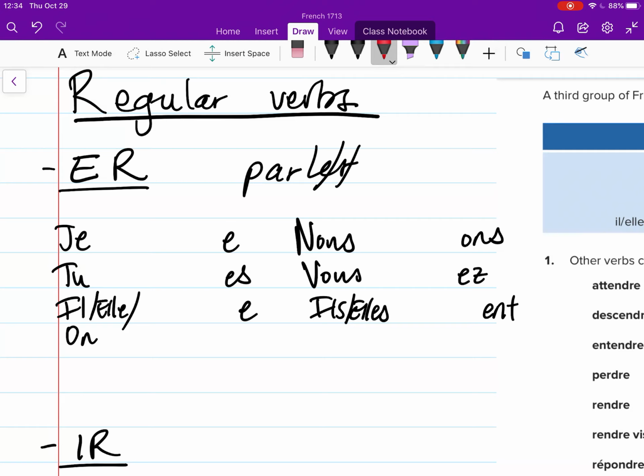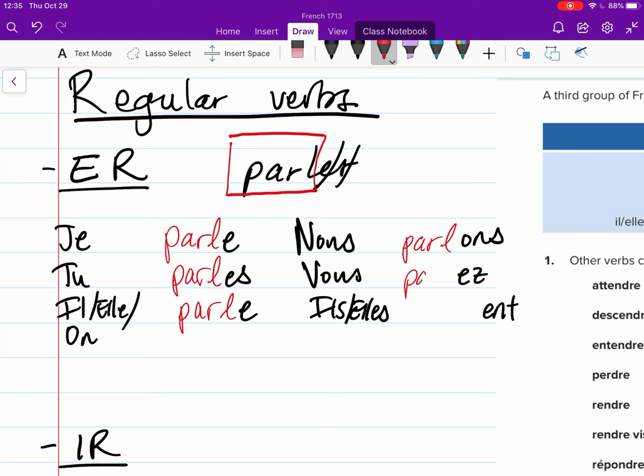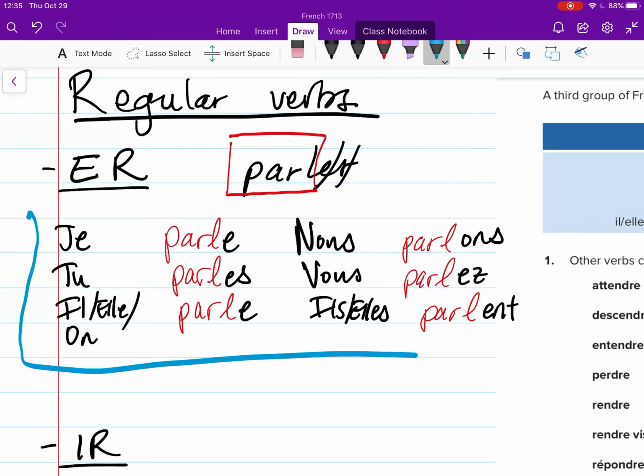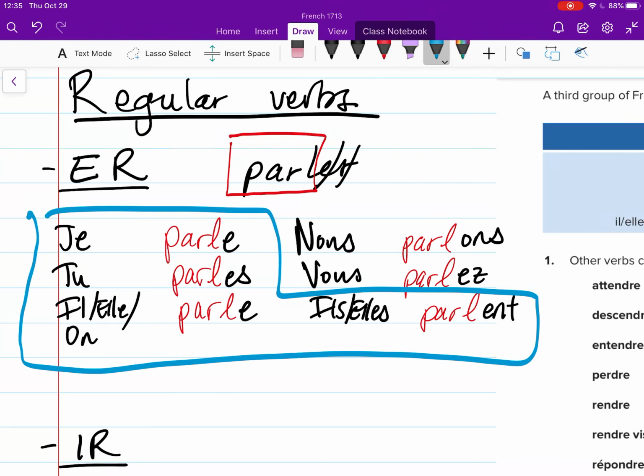So what happens is when you take the root form of the verb, after you've taken off the ER, you'll just take that and add those endings for the appropriate subject to get your full conjugation. So now we have je parle, tu parles, il parle, nous parlons, vous parlez, ils parlent. And as a reminder in terms of pronunciation, everything here inside of the boot will sound the same.